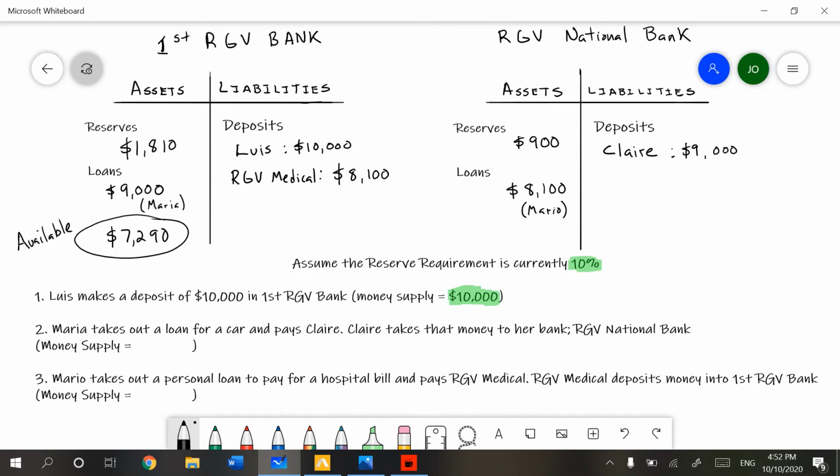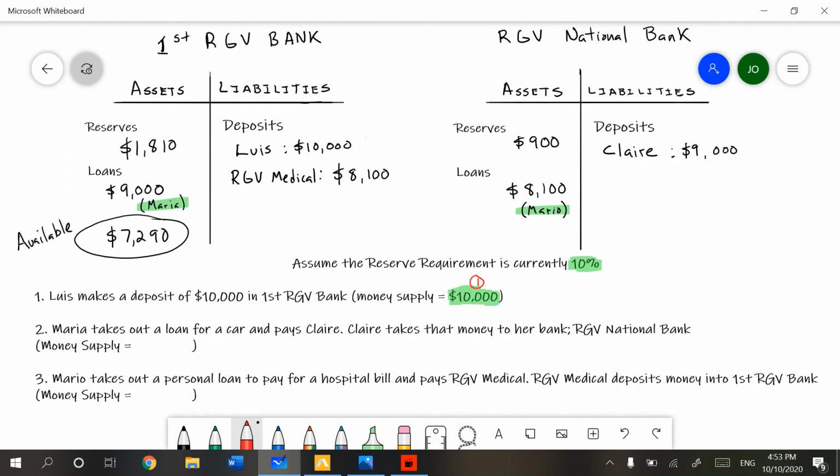Now, let's see what happened in this very simple economy with only 2 loans. Remember, there was a loan for Maria and there was a loan for Mario. What happened to the money supply? We initially started with a money supply of $10,000. However, after Maria took out the first loan and paid for the car, and Claire deposited that money into her own banking institution, the money supply increased. Let's take a look.